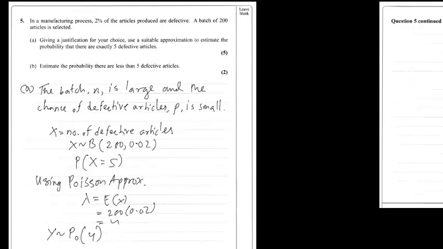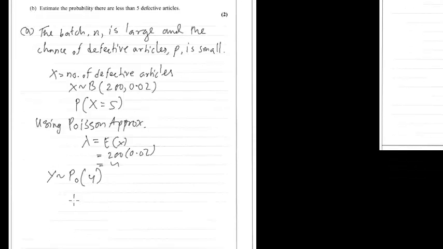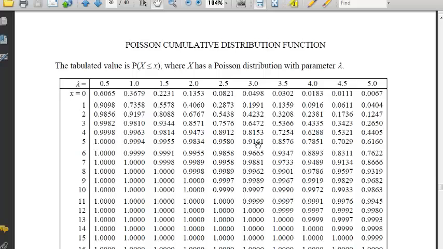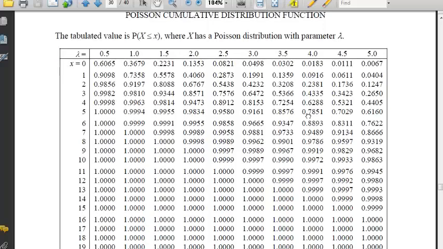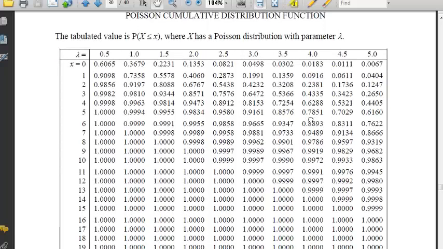So we have to find the probability of exactly 5. Exactly 5 means this time it would be Y equals 5. So for discrete, this means probability of Y less than or equal to 5 minus probability of Y less than or equal to 4. And we have to look up the table where lambda equals 4. Lambda equals 4 is here, and we have to find x less than or equal to 5. So less than or equal to 5 is 0.7851.